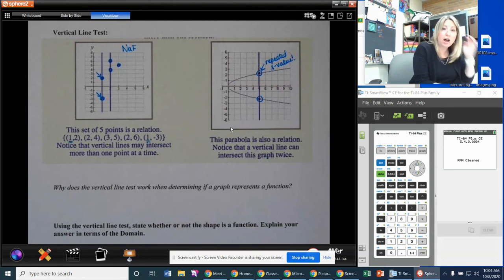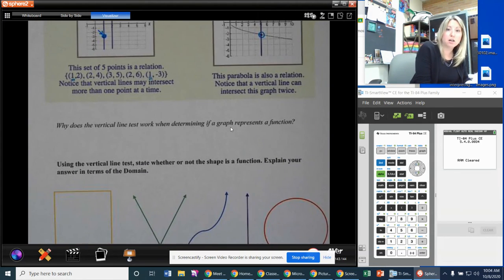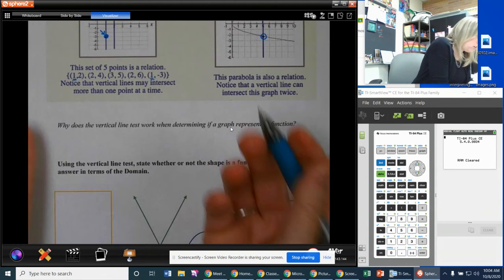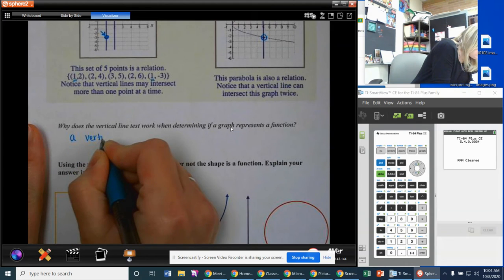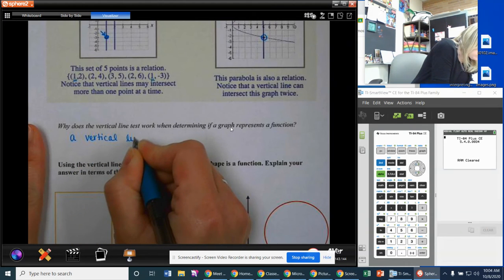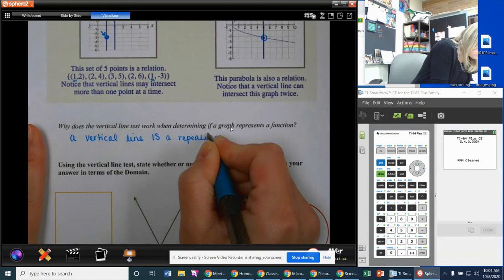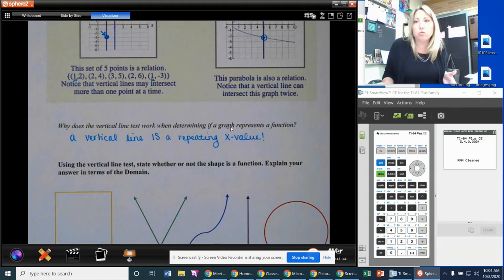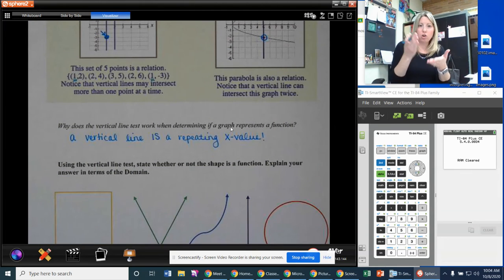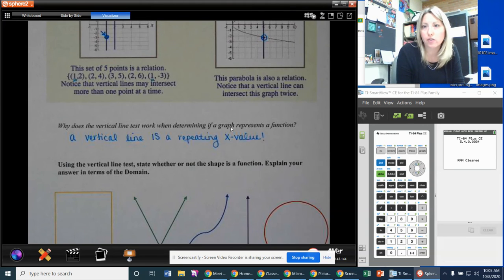So the vertical line test works when determining if a graph represents a function because a vertical line is a repeating x value. If you have repeating x values, you don't have a function. And so if a vertical line can touch your graph twice, you've got a repeating x value, because a vertical line is a repeating x value.